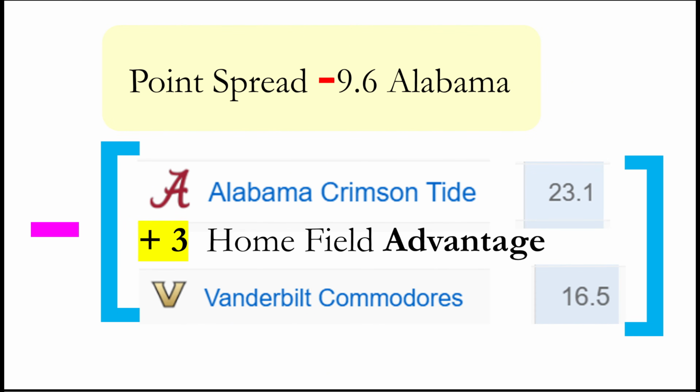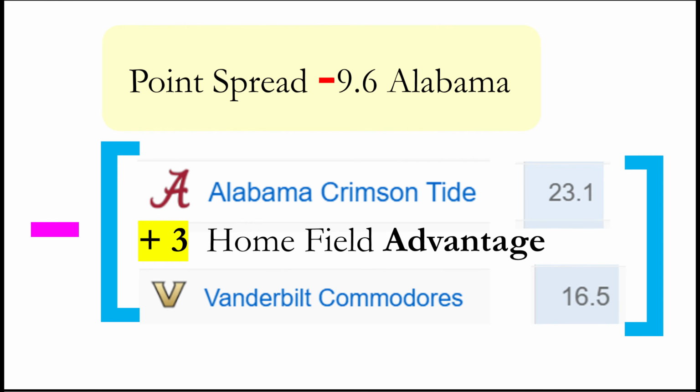23.1 plus 3 gives you 26.1 minus 16.5. Take that number, take the negative of that number, and then you get the point spread. And does this make sense? Yes. Alabama is the favorite. The favorite always has the negative point spread. So Alabama minus 9.6 is the point spread calculated using ESPN's FPI, Football Power Index.